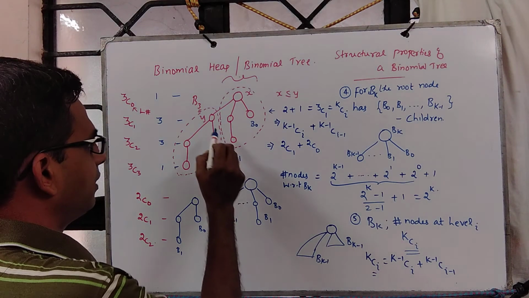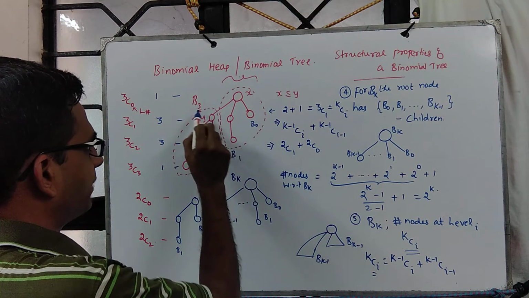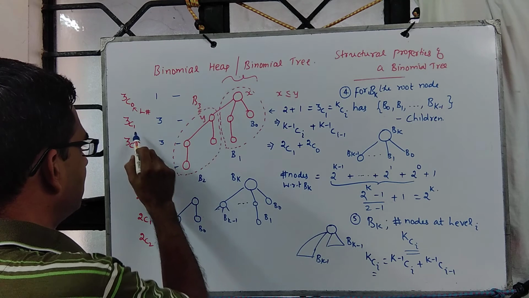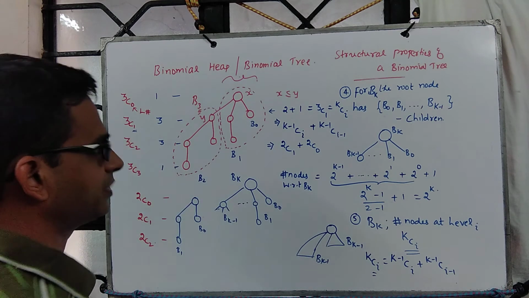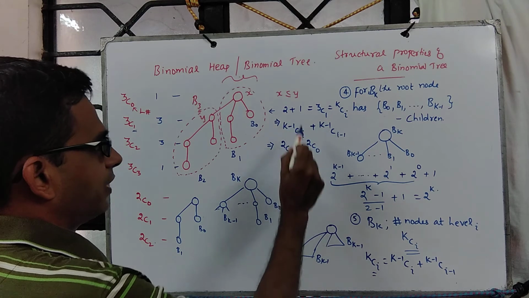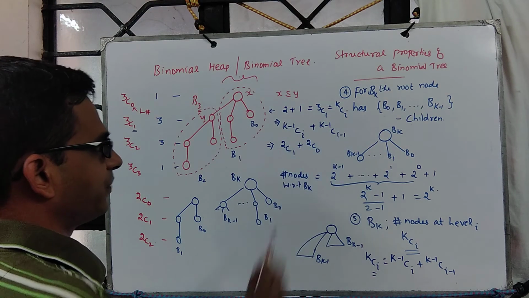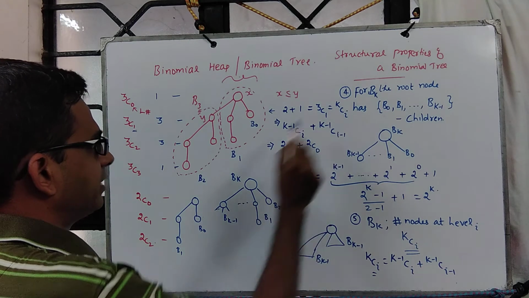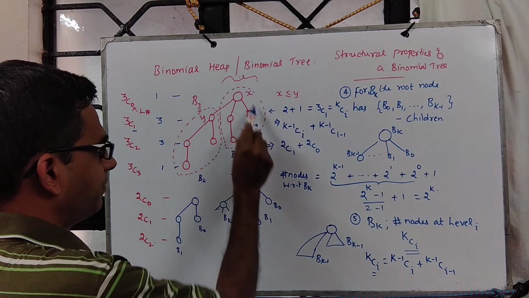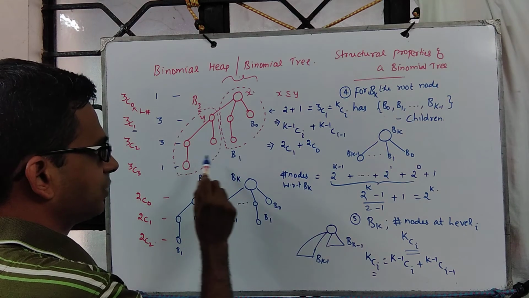So I repeat, to count the number of nodes at this level with respect to B3, it is 3 choose 1, the value of I is 1. So you can count this one using K minus 1. How are we going to do that? K choose I can be seen as the contribution from BK minus 1 and the other contribution from BK minus 1.